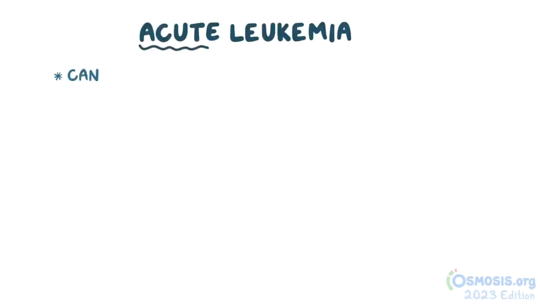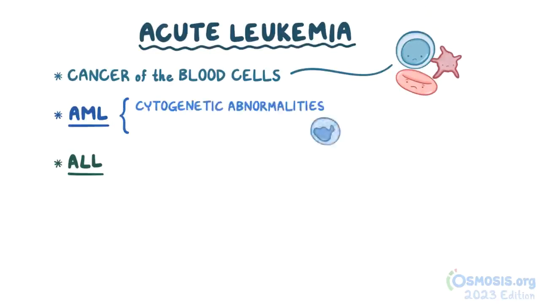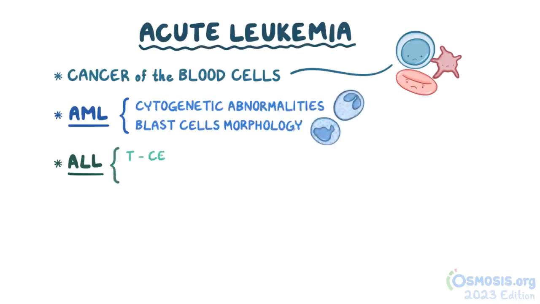Alright, as a quick recap. Acute leukemia is a cancer of the blood cells and is classified into AML and ALL. AML can be further subdivided into different types based on cytogenetic abnormalities or blast cell morphology. ALL, on the other hand, is classified into T cell ALL and B cell ALL.